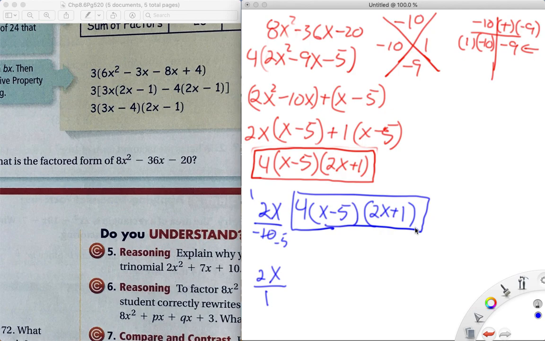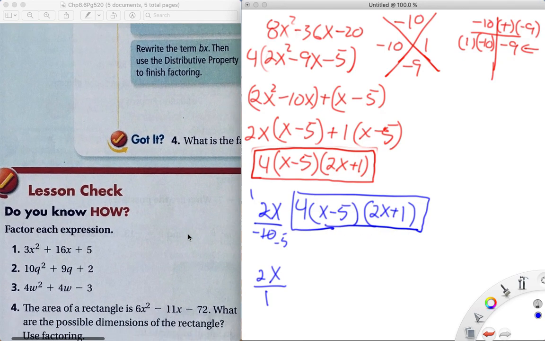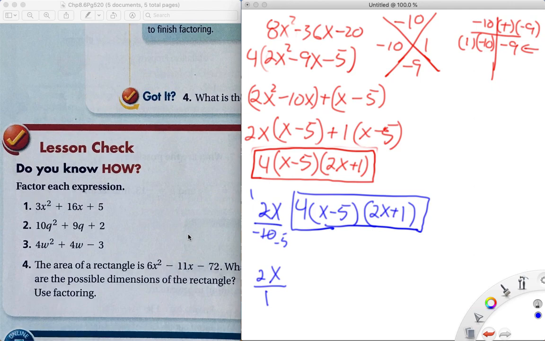And that is using the diamond method when you have a variable in the a term. I think I'll stop right there.